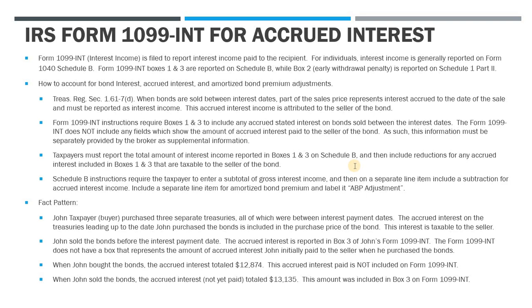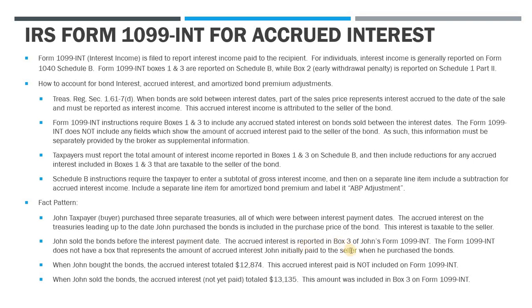So let's look at the fact pattern, and then we'll go into the return itself and see how all of this is working. In our fact pattern here, we had John. He purchased three separate treasuries, and all of these were purchased between the payment dates. The accrued interest on the treasuries leading up to the date that John purchased them is added to the purchase price of the bond, and the interest is attributed to the seller. It's not attributed to John at that point. Now, John only held the bonds a couple of days, and then he sold the bonds before the next interest payment date. So again, the buy and the sell are between the payment dates.